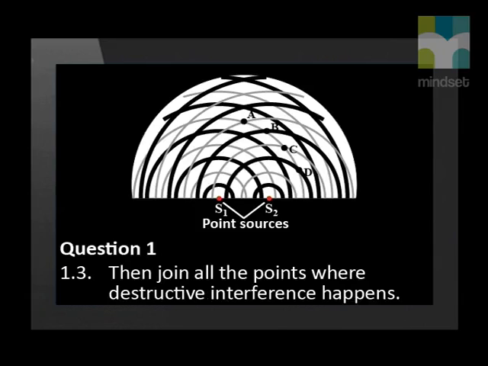Use a different colored pencil to join the points where destructive interference happens. The lines you draw are called the nodal lines. Did you manage to draw the nodal and antinodal lines?